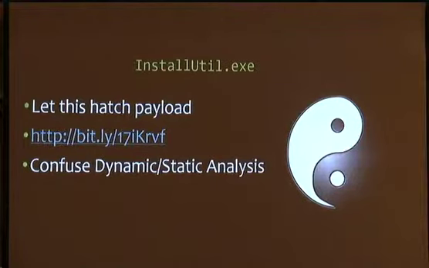The other interesting capability of install-util.exe is we can actually confuse somebody that's trying to do dynamic or static analysis. We can run the binary one way and present one behavior, and then when we invoke that exact same binary with install-util, it presents a completely different behavior in the environment. So if you're running a whitelisting defense, you probably want to consider banning this particular file. Here's how it works.